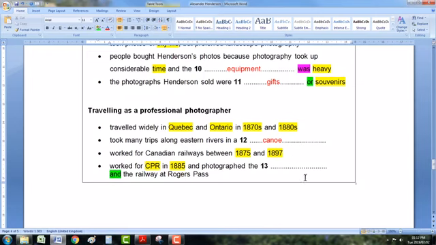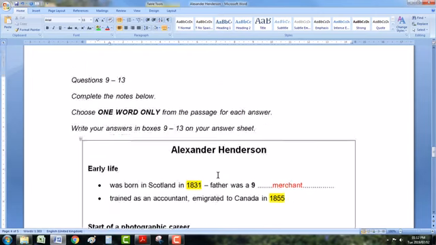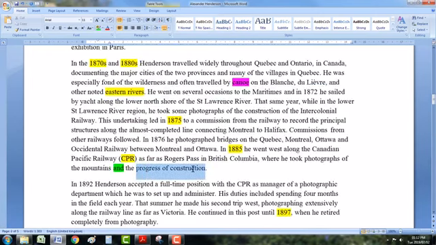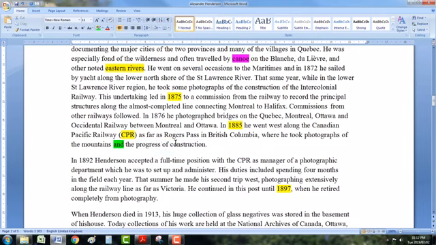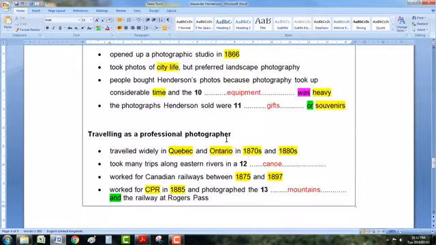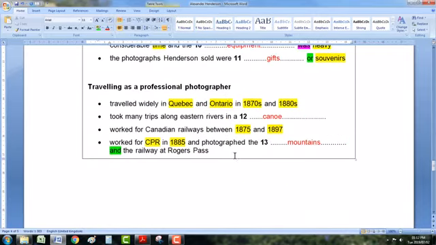So he photographed the something and the railway at Rogers Pass. This is actually the railway. It's quite difficult to paraphrase. It's the progress of construction of the railway. So there is definitely an answer there. He took photographs of the mountains and the progress of construction of the railway. Okay, I think pretty straightforward, really.